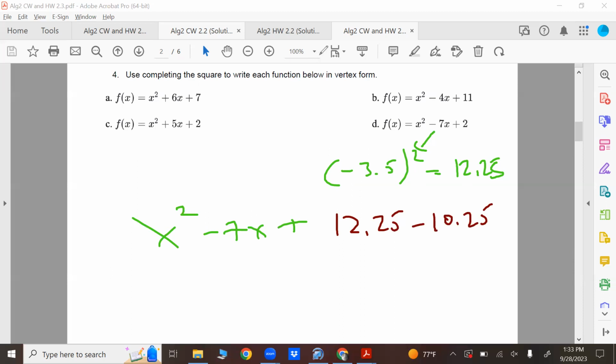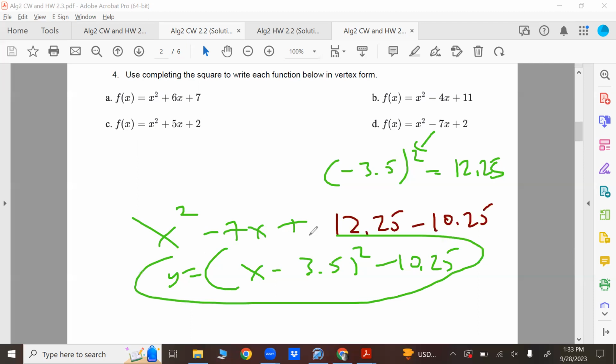Awesome. All right. Minus 3.5 squared, minus 10.25. 10.25, perfect. Good. And that works. Or you can write 41 over 4 if you so desire. Same thing. So, okay, good. Excellent. All right, let's move on, guys.